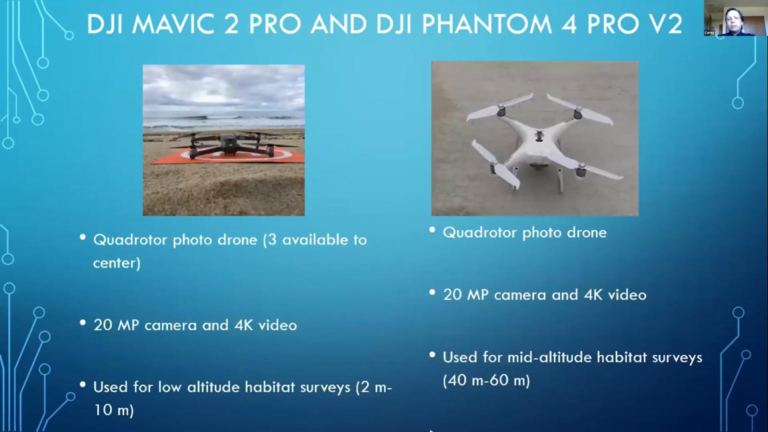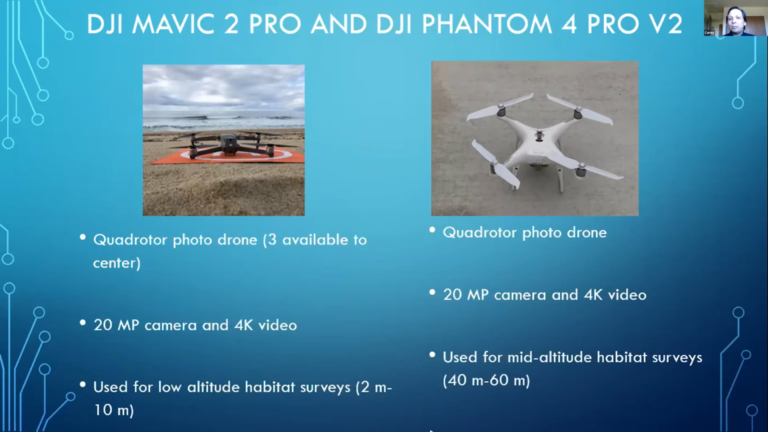At least here on our campus, we've invested pretty heavily in a sequence of drones that help us serve different mission needs within our program. Here are a couple. These are pretty standard drones. There are a couple of quad rotors. On the left there, that's the DJI Mavic 2 Pro. Pretty standard, pretty new quad rotor. We have 3 available to our center at the moment. It comes standard with a 20 megapixel camera and 4K video. We use it for our low altitude habitat surveys in intertidal, anywhere from 2 meters to 10 meters above the surface of the intertidal.